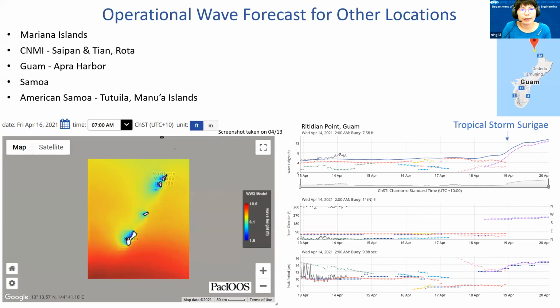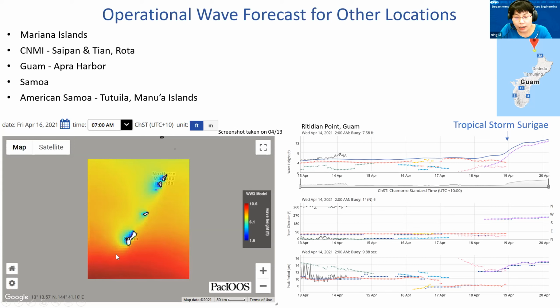I forgot to mention, we also have operational wave forecasts for other locations. For example, in the Mariana Islands, we also have a higher resolution SWAN forecast for Saipan, Tinian, Rota, Guam, and also 100-meter resolution for Apra Harbor, and also in the Southern Hemisphere, Samoa, American Samoa, Tutuila Island, and the Manu'a Islands too. So I would encourage you to go to the PacIOOS website to look around and see the available forecast data.